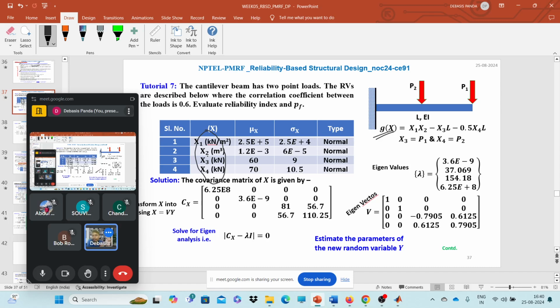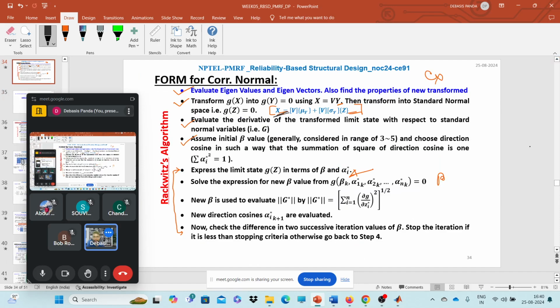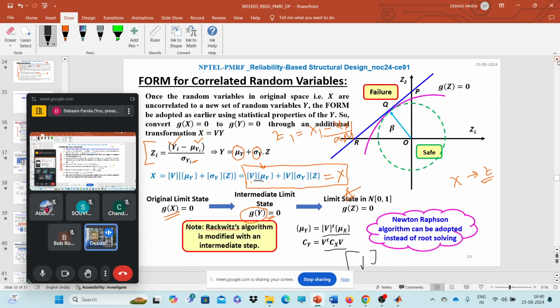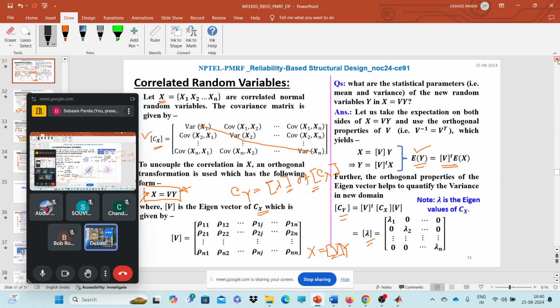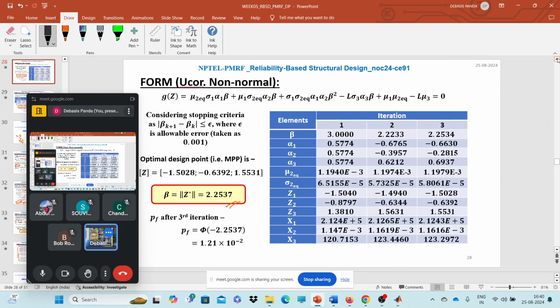That means you have some reliability with respect to this. Yes or no? Getting my point? So we have different kinds of practical applications for this.